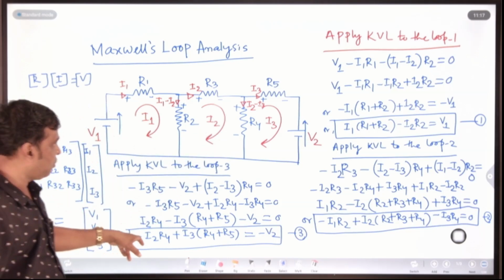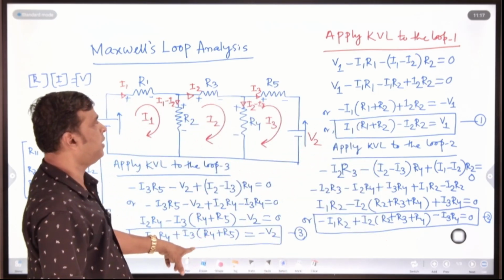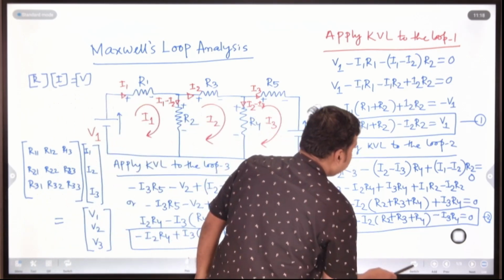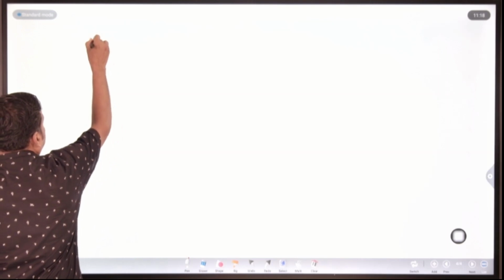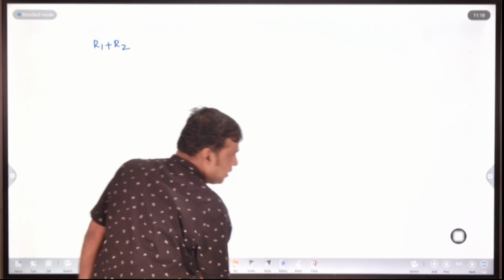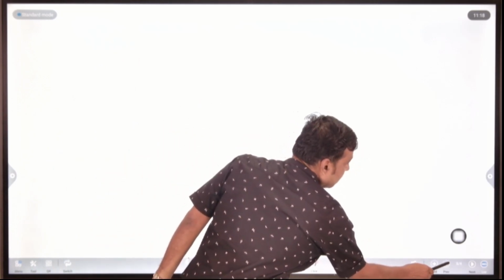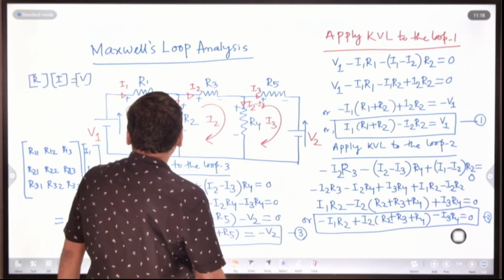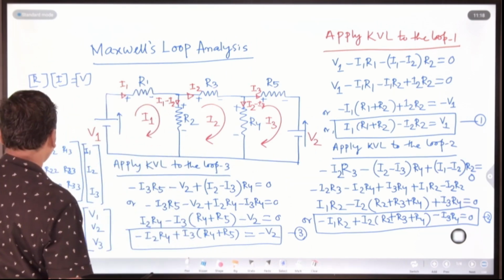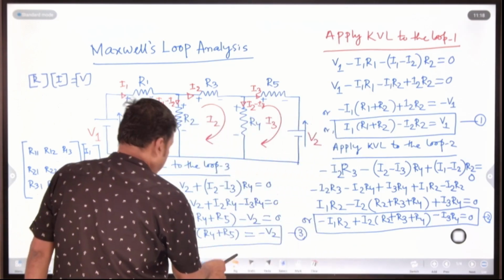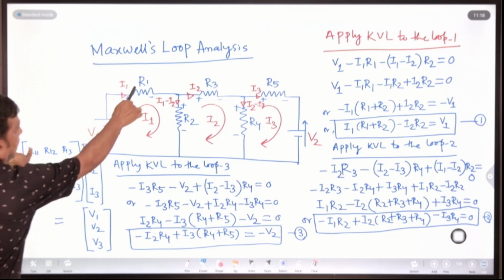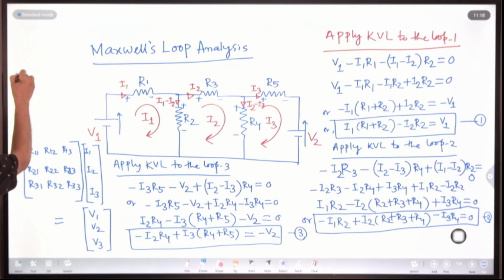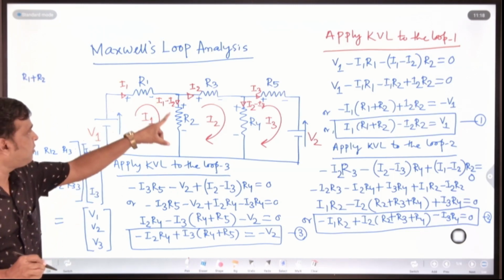In these three equations, equation 1, equation 2 and equation 3, if you rearrange these equations, R11 is nothing but the sum of the resistance formed by loop 1. I can write here R11, that is R1 plus R2. Is it not? The sum of the resistance formed by loop 1, R11.